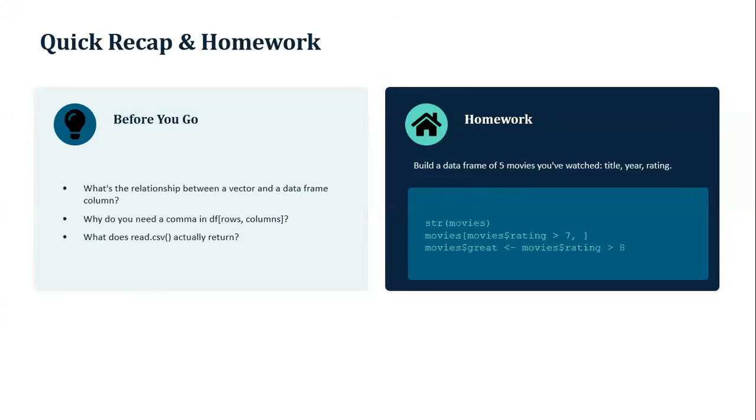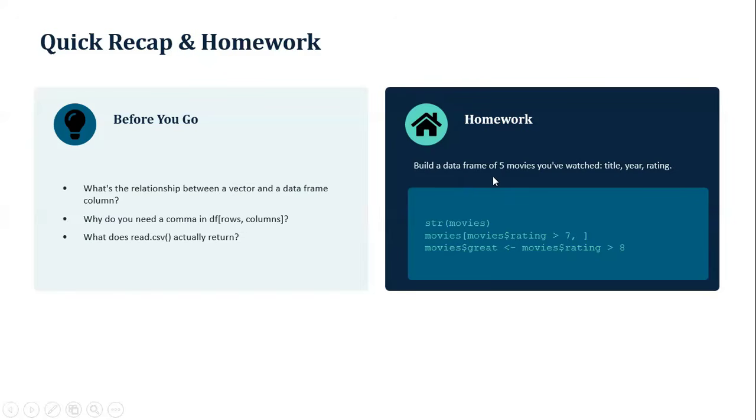Before you go, sit with this. What's the relationship between a vector and a data frame column? Why do you need a comma in the brackets to get rows, comma, columns? What does read.csv() actually return?